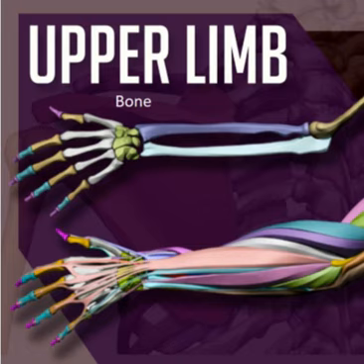This is another podcast, upper limb bones, humerus. What type of bone is humerus? Where is it located? It is a typical long bone. It is the bone of the arm. What are the parts of humerus? Upper end, shaft, and lower end.